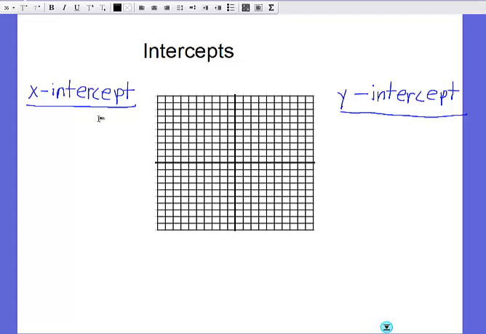This video is going to deal with graphing equations using something called standard form. We're going to get into that in a little bit, but before we do, we really want to talk about x and y intercepts, okay?